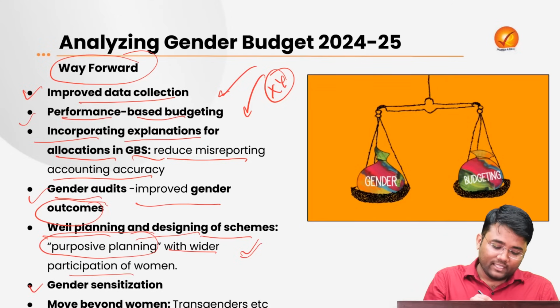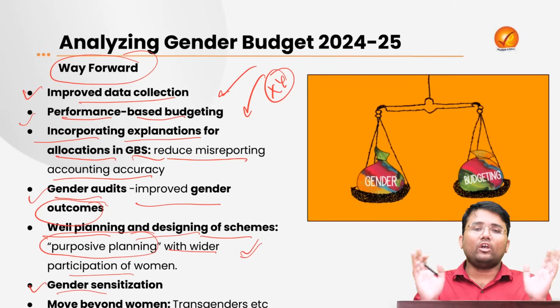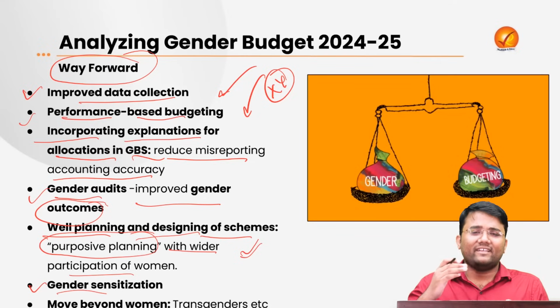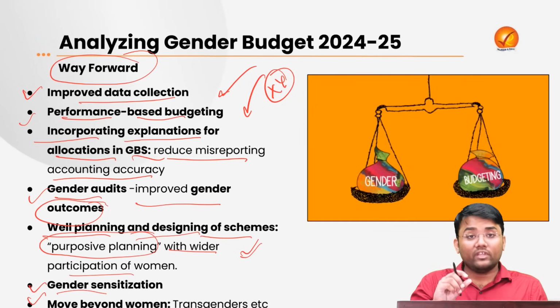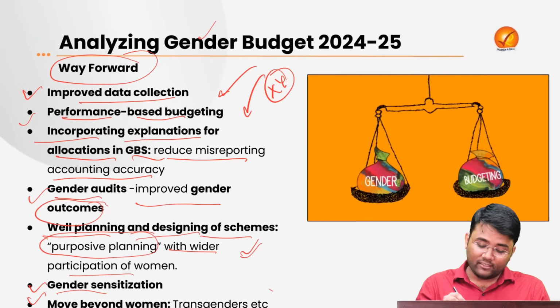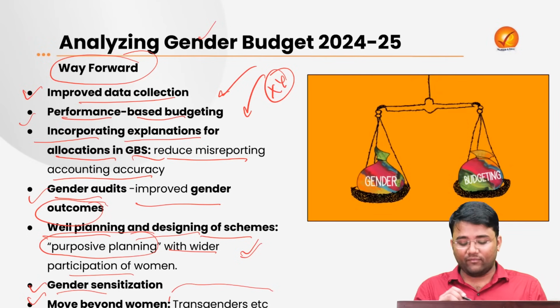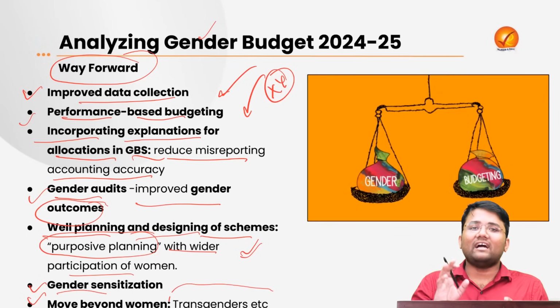and also tweaking the policy according to the specific needs of women. There is also need for gender sensitization to address the broader issues like patriarchy or the glass ceiling in the workforce, etc. And there is also need for moving beyond women, especially in case of gender budgeting. For example, we also need to address the various issues that are faced by transgenders, etc., to make our society more broad-based and inclusive.